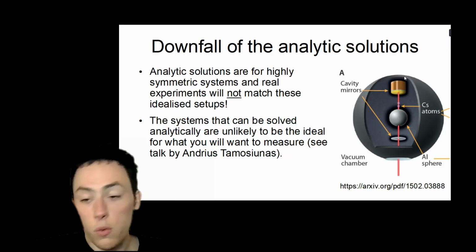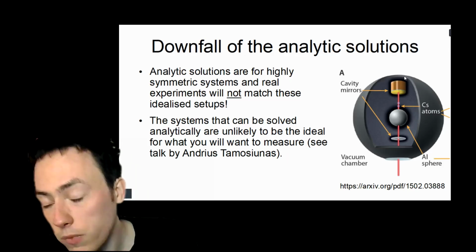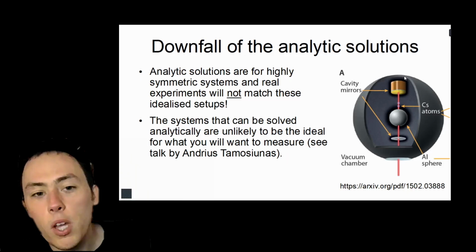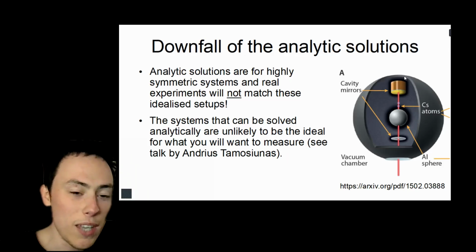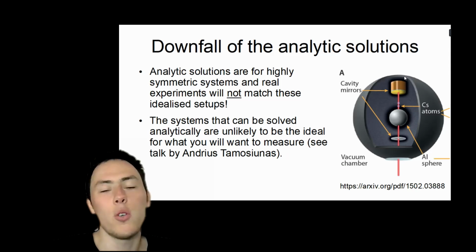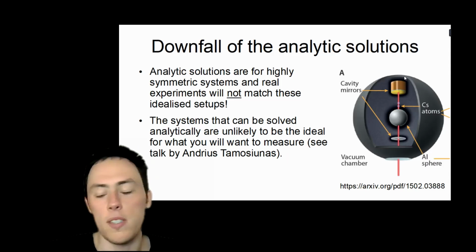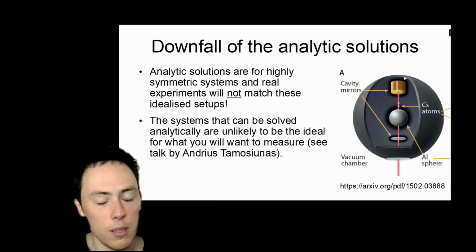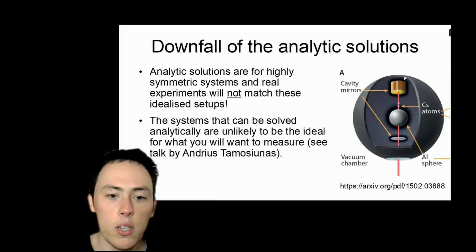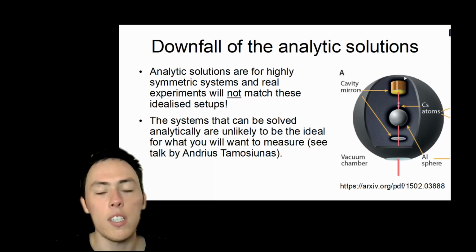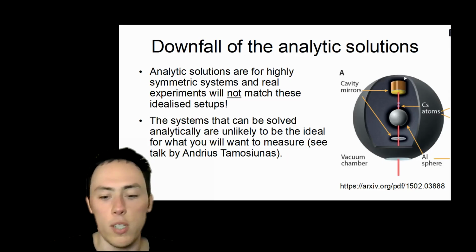Another reason against these shapes: not only can you not solve them, but the more complicated shapes that you can't solve for are probably going to give you better results, stronger fifth forces, so that your experiment is more sensitive. As I mentioned, my collaborator Andrius is also giving a talk, and he's going to touch upon how we use this software to optimize sources in atom interferometry experiments.